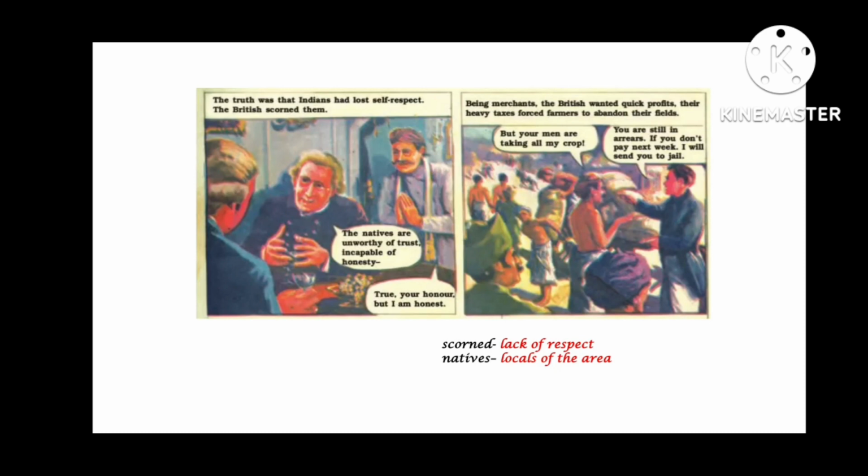Being merchants, the British wanted quick profit. Their heavy taxes forced farmers to abandon their fields. Abandon means leave. Since the British were merchants, they wanted to make quick profit. They levied heavy taxes on the farmers, due to which farmers had to leave their fields.